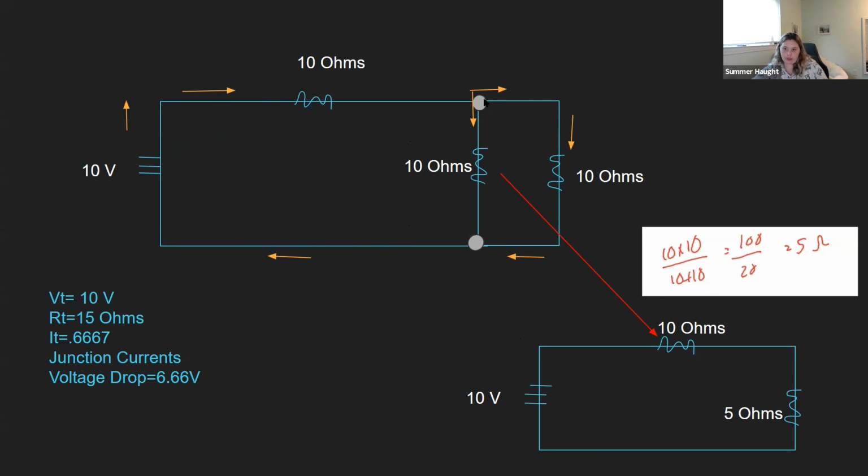So this is a junction or a node. And at this junction, we have electrons going this way and we have electrons going this way. So this circuit all of a sudden becomes a parallel circuit. So this is, again, a combination circuit because we have a combination of a series and a parallel circuit.